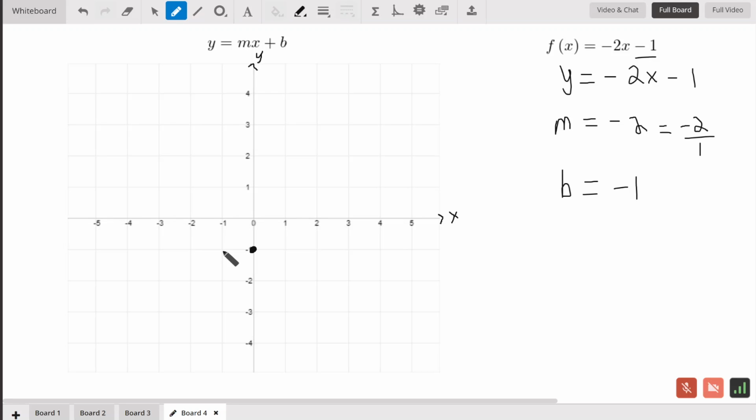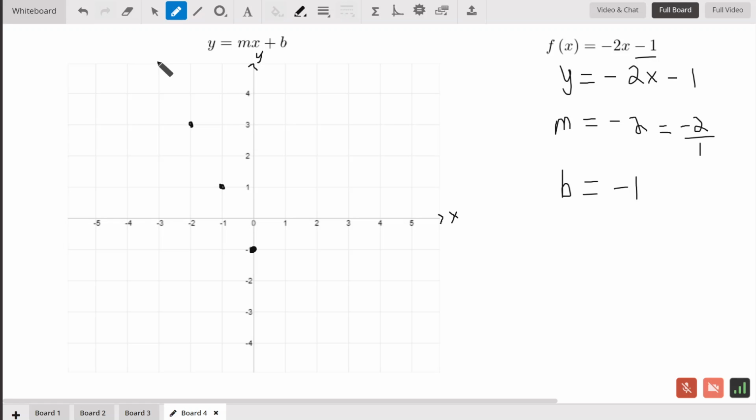Then we're going to go up 2 because our rise is equal to 2. So we go 1 and 2. This is 1 point right here. Next, let's do it again. We go 1 towards the left because the slope is negative, and then 2 up for our rise, and another point right here. And again, 1 towards the left for a run, and 2 up for a rise.